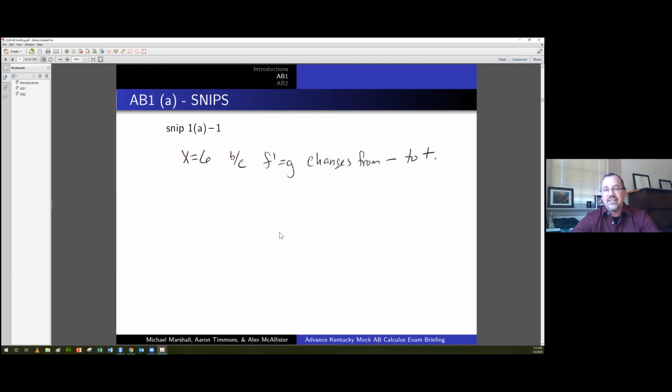All right, so a big part of calibrating is that we practice scoring student samples. So sometimes we just have snips of just parts. So we wanna practice that.